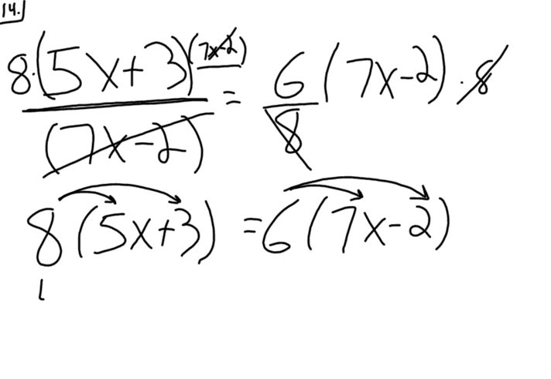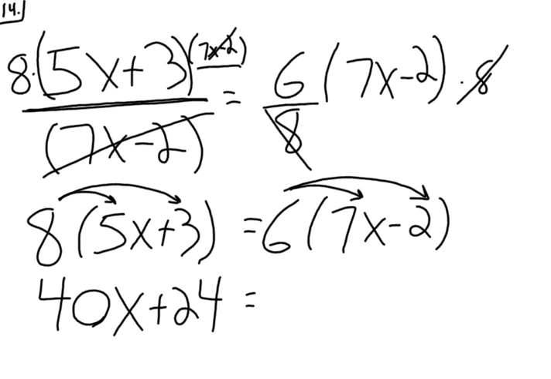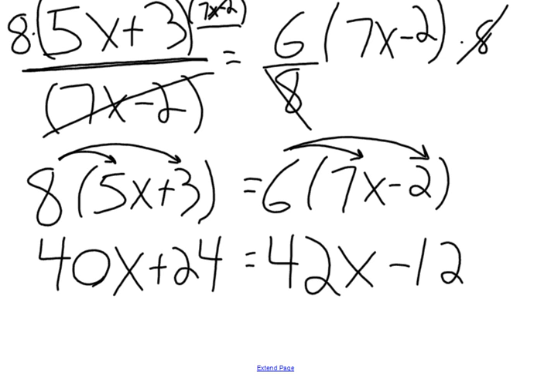8 times 5 is 40, so 8 times 5x is 40x. 8 times 3 is 24. That's what we have on the left side of the equation. 6 times 7 is 42, so 6 times 7x is 42x. 6 times negative 2 is negative 12.